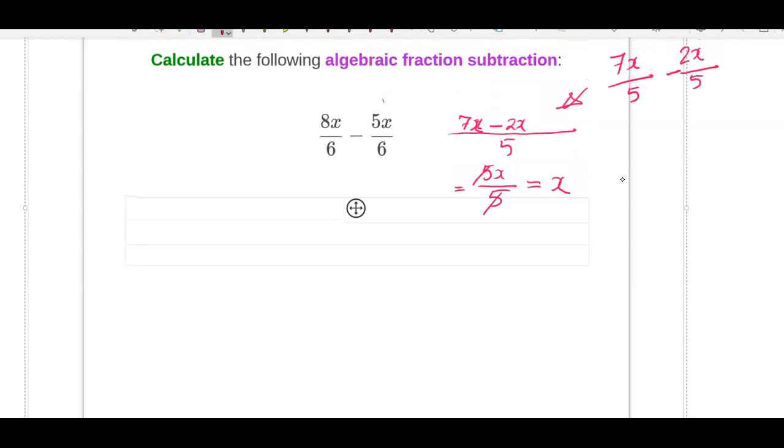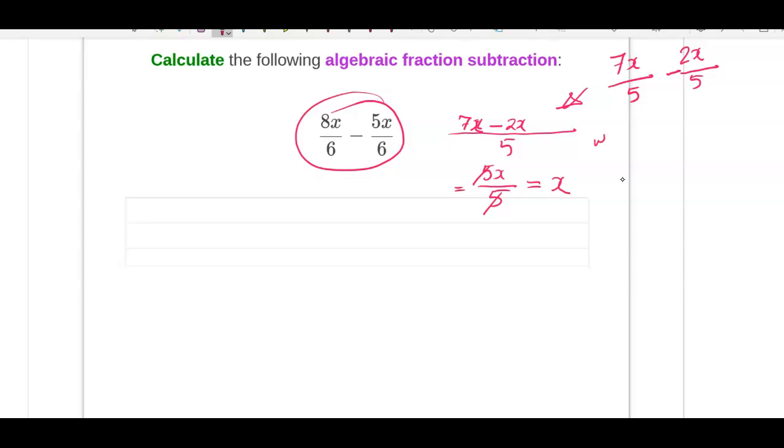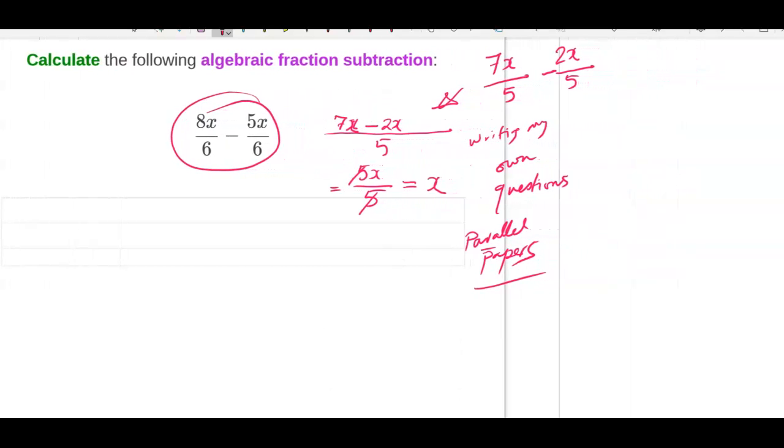Remember, I am not solving exactly those ones. I am writing my own questions. I am giving you parallel papers. Right? Let's move on. Quickly. Okay.